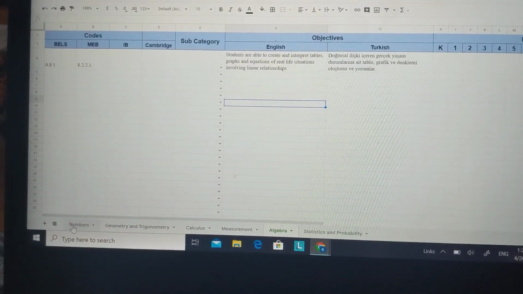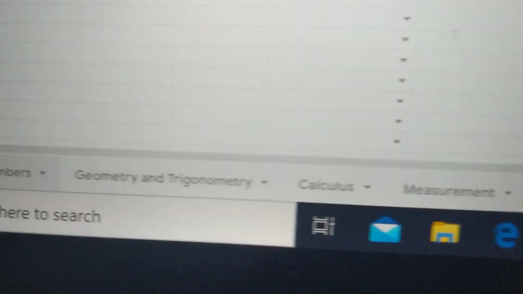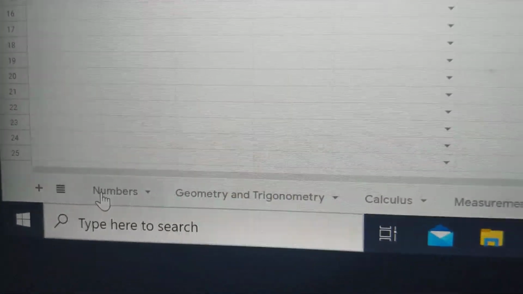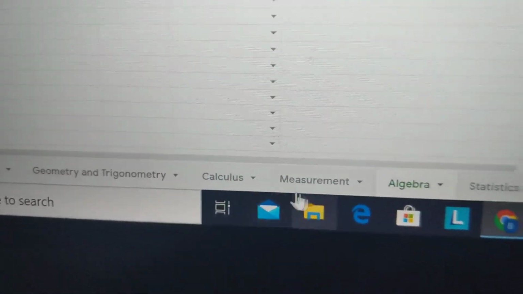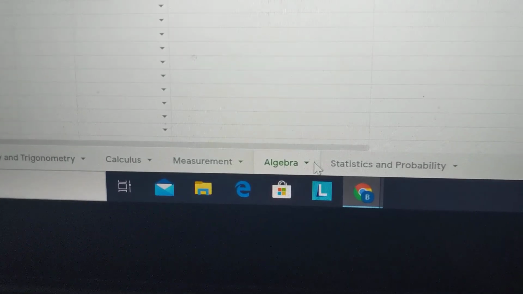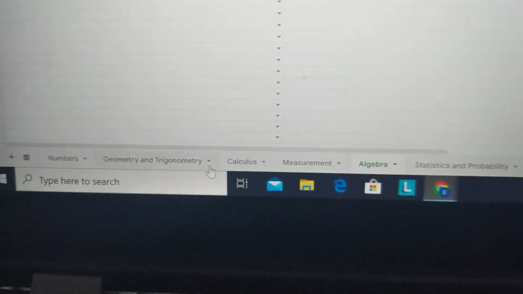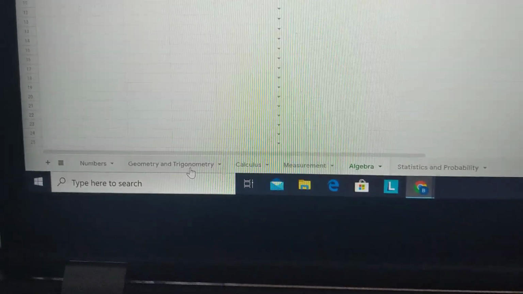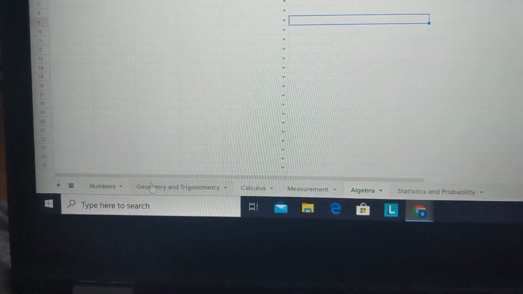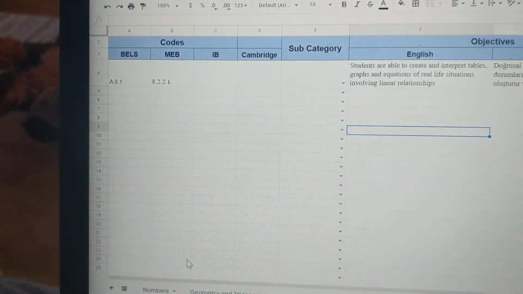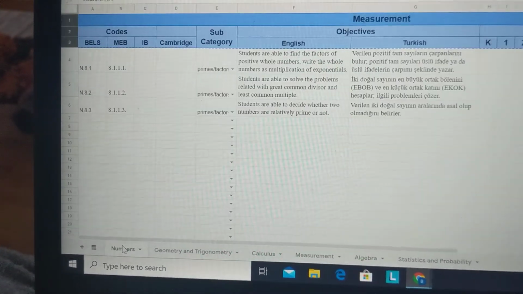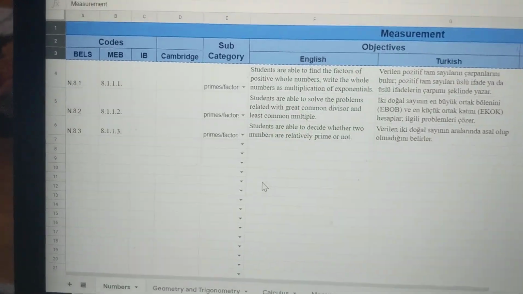Down here in the different tabs, I have the different major strands like numbers, geometry and trig, calculus, measurement, algebra, statistics, and probability. If there's something of the major strands that I'm missing, please let me know so I can add in that category. Then for each of the tabs, you'll see I have a couple of numbers here.